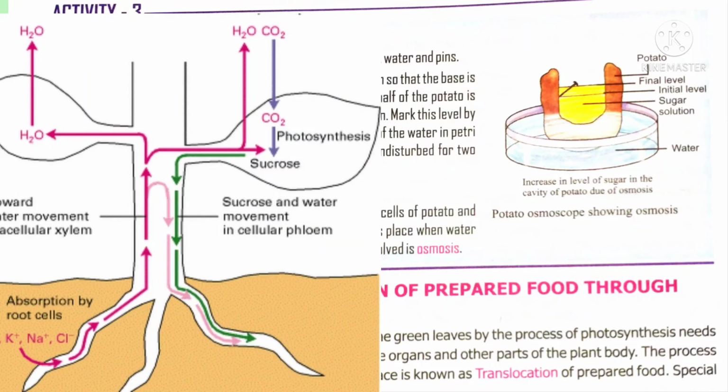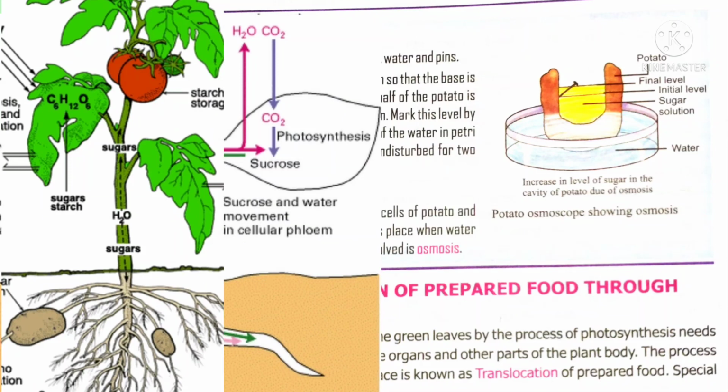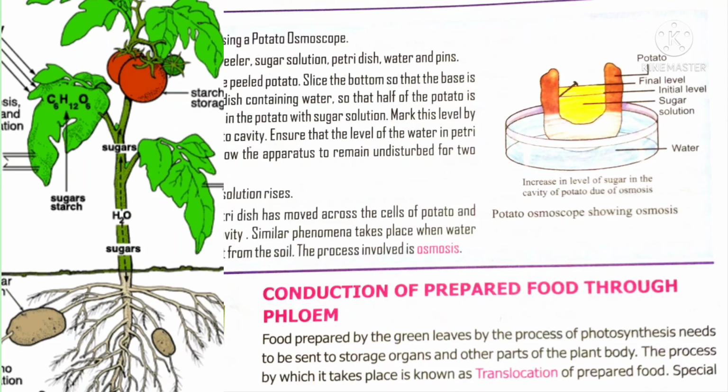We all know that the leaf of the plant prepares food called glucose. This food prepared by the leaf of the plant is transported to different parts of the plant through the tube-like structure called phloem tissue. Through this phloem, food is transported to different storage organs. Some plants store the food in the root, some plants store it in the stem, some plants store it in the leaf or branches, any part of the plant. So this process of taking food into different storage organs is known as translocation of prepared food.